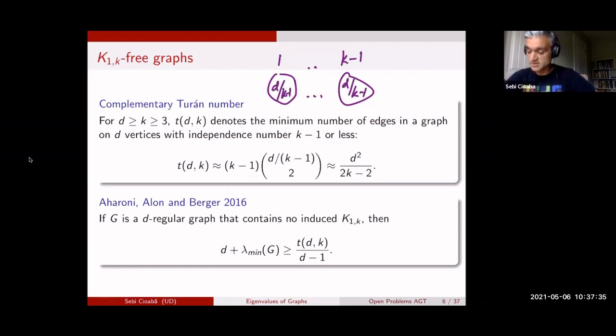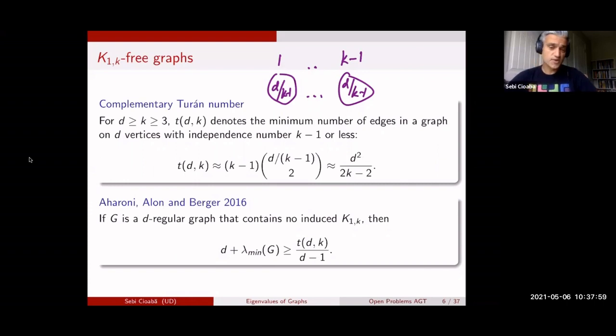And that's the graph, that's the smallest number of edges, that's what TDK is. It's going to be the number of edges in this graph. So you have no edges between these purple cliques, and you have all the edges inside them. Therefore TDK is roughly k minus one times the number of edges in each of these cliques, which is about d squared over 2k minus one.